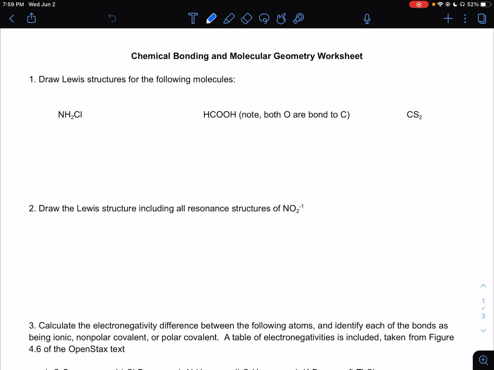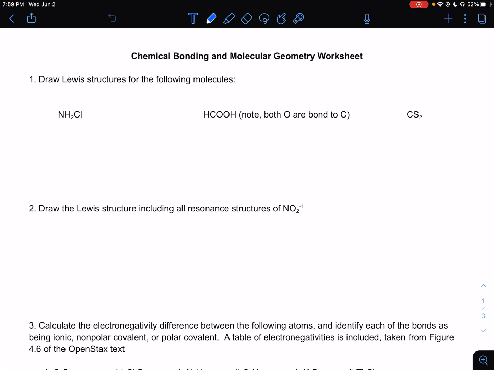So in this video, we're going to go through this in-class worksheet on chemical bonding and molecular geometry. We'll go through each of the problems. So our first problem, we're asked to draw Lewis structures of 3 molecules. And so we can start off with this one, NH2Cl.